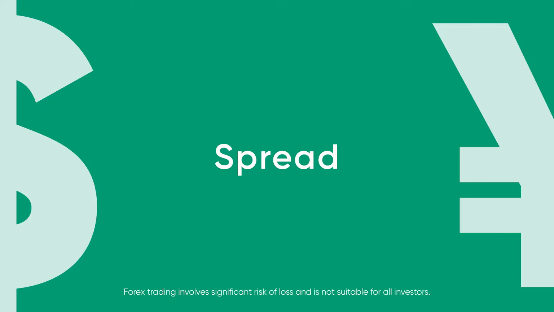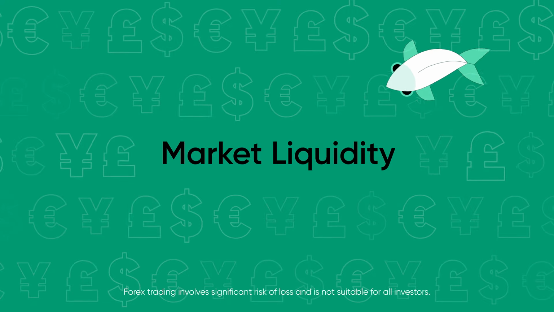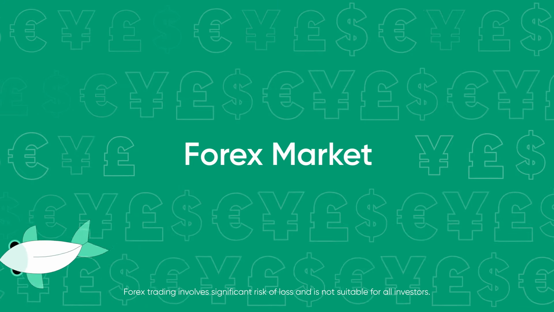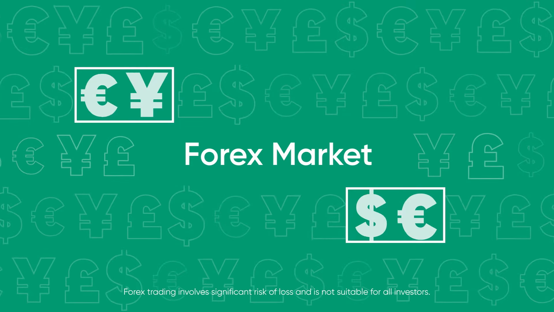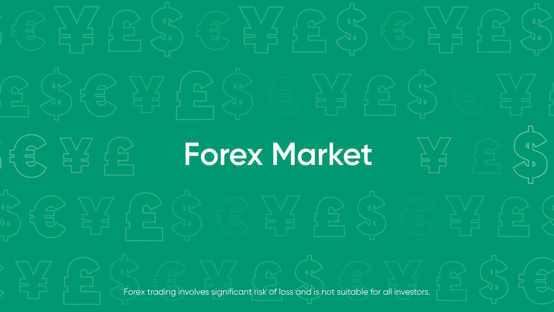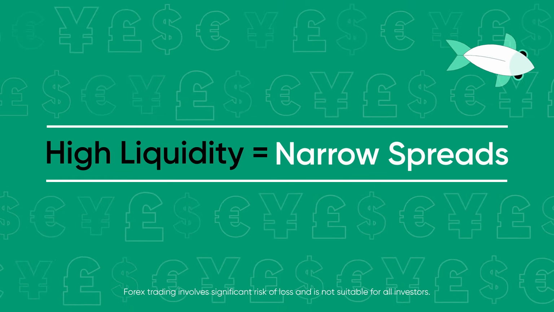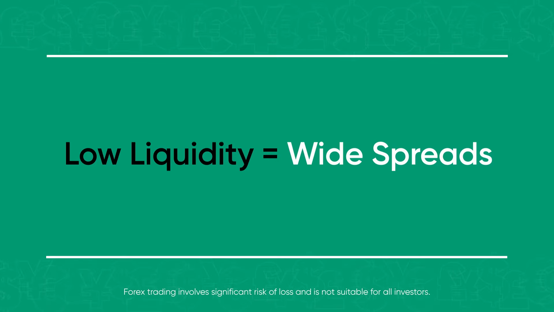The difference between the bid and ask is known as the spread. Essentially, the spread is the cost to trade a pair. Market liquidity can often have a significant effect on the spread. In Forex, liquidity refers to a currency pair's ability to be traded at any given time. During times of high liquidity, spreads tend to be narrower, whereas when liquidity is low, spreads are usually wider.